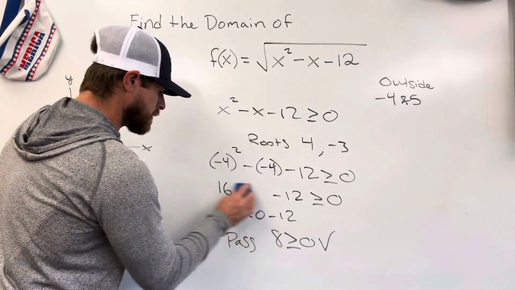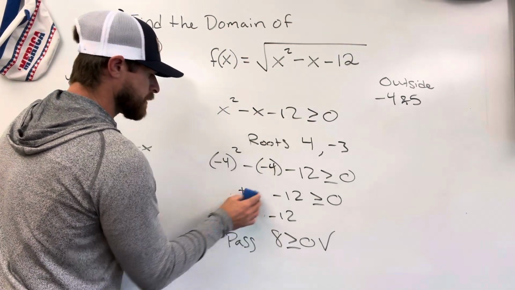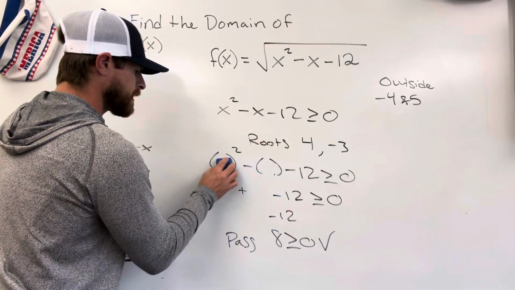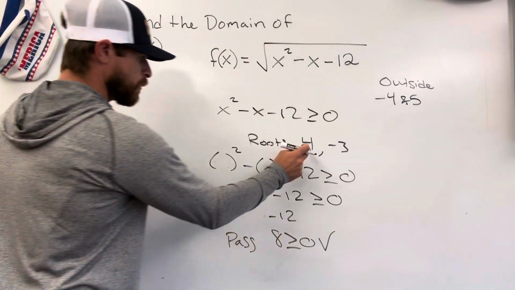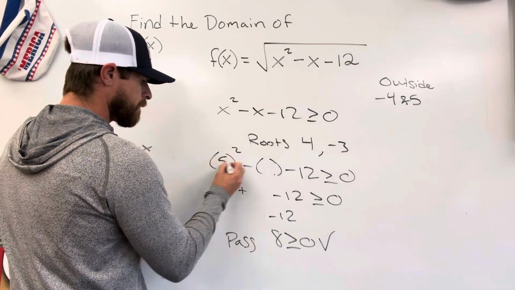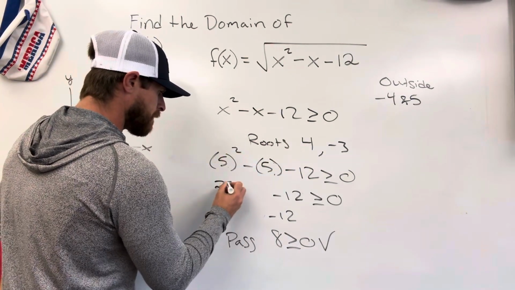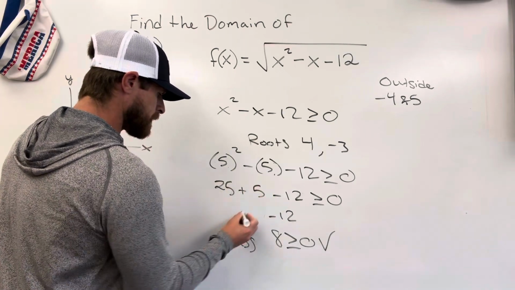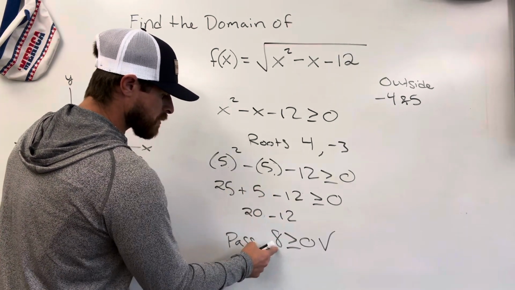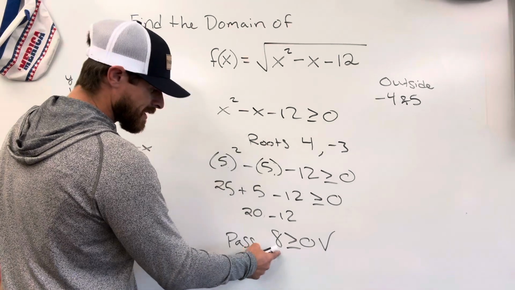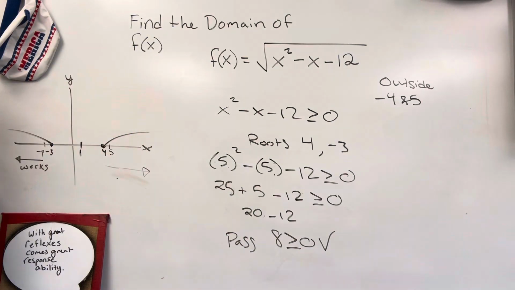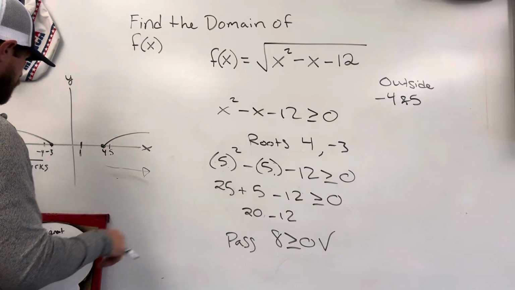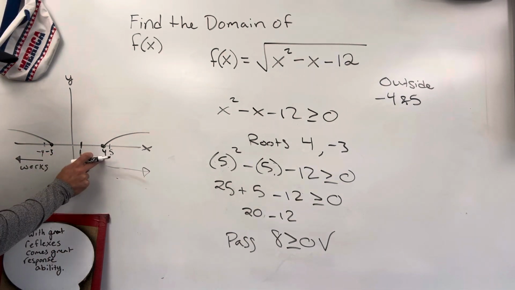We can just erase here, here, here. That's the only information that's going to change. We're going to replace that with a 5 now. Now we're checking to the right of our root 4. So 5 squared is 25, minus 5 gives me 20, minus 12, which also gives me 8. 8 is greater than or equal to 0. So information to the right, information to the left. Any values to the left of negative 3 or to the right of 4 will work.